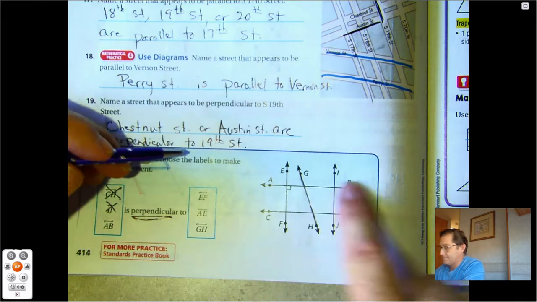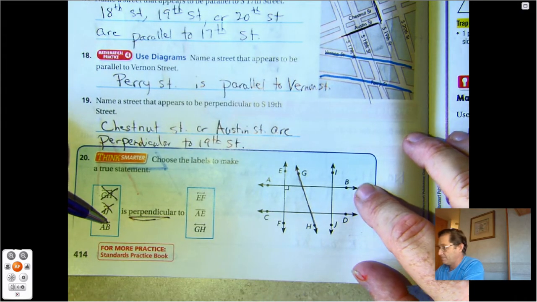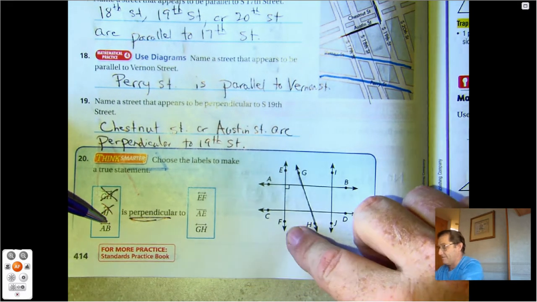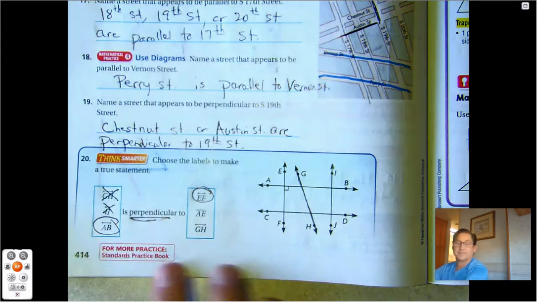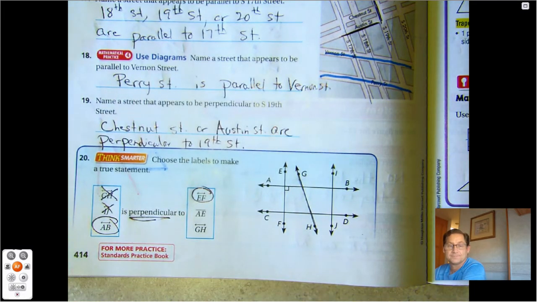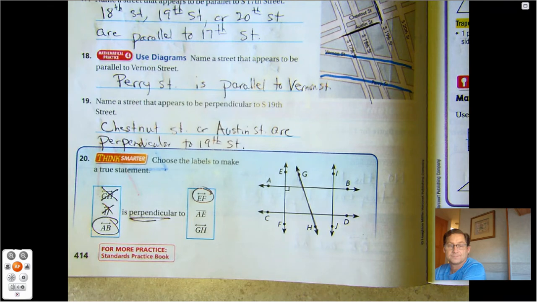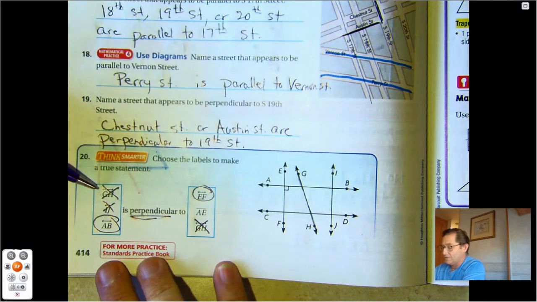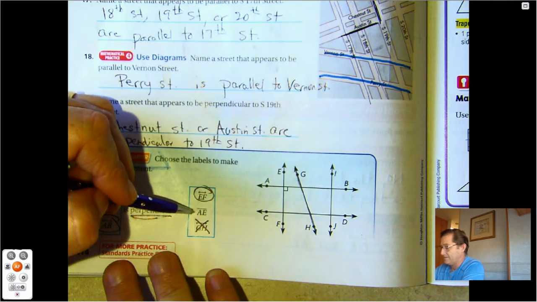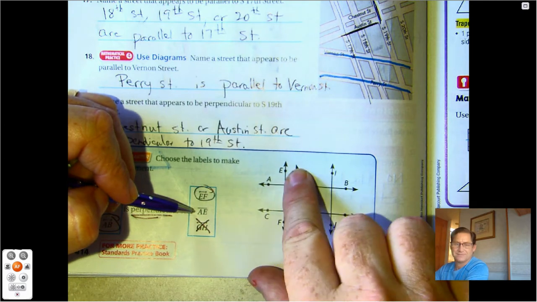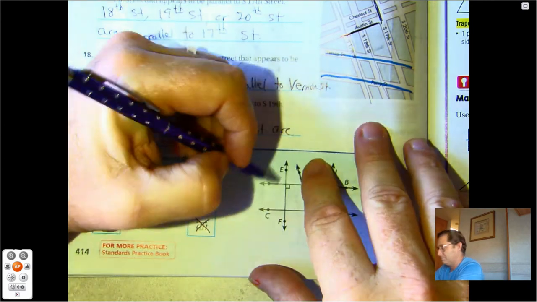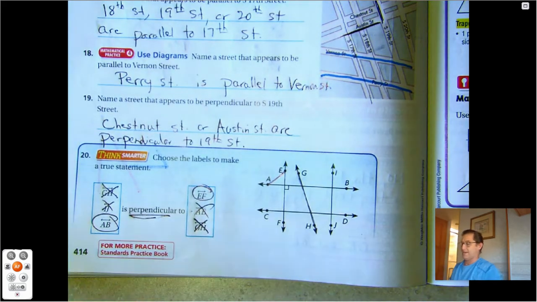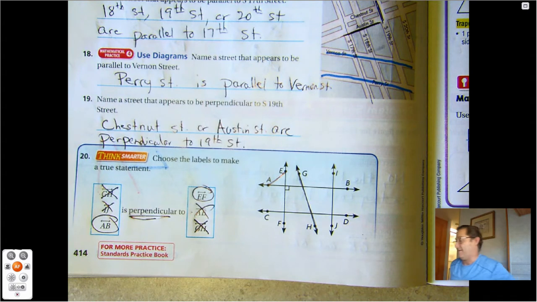Line AB is perpendicular to IJ, or AB is perpendicular to EF. Okay, there it is. And GH wasn't perpendicular to anything. And all these other ones are lines, and then that's a line segment, line segment AE. So, all right, line AB is perpendicular to line EF.